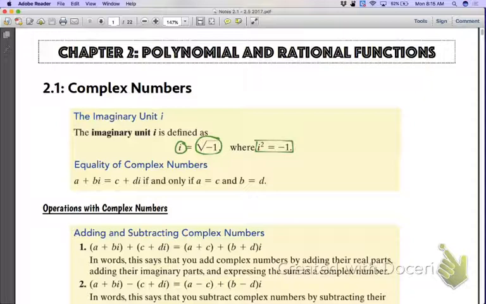Whenever we talk about equality of complex numbers, basically if everything is going to be equal, we can compare real with real and imaginary with imaginary. We can't combine real and imaginary numbers together. We have to leave them separate, and remember that real numbers always have to go first in terms of standard form.